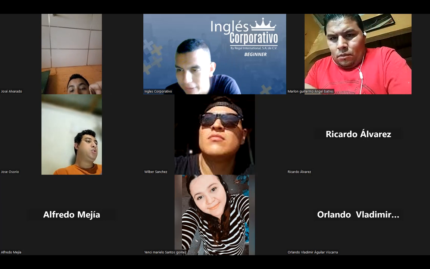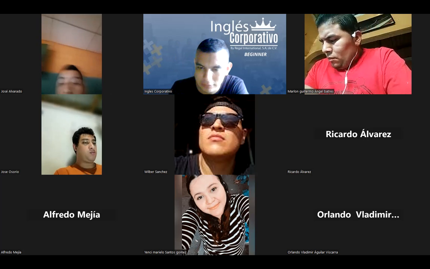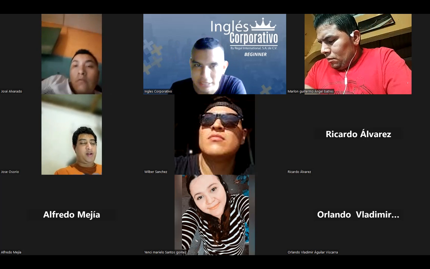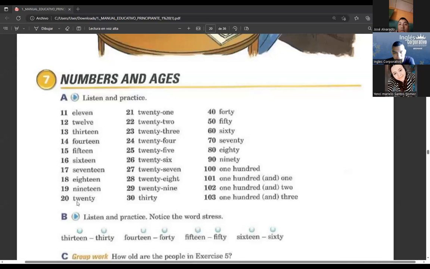Okay. Vamos a ir a la página 19. Page 19. Y tenemos del 11 al 20 son, estos tienen que aprenderse de memoria, ¿verdad? Después los siguientes de 10 en 10, y ya así se aprende más rápido.